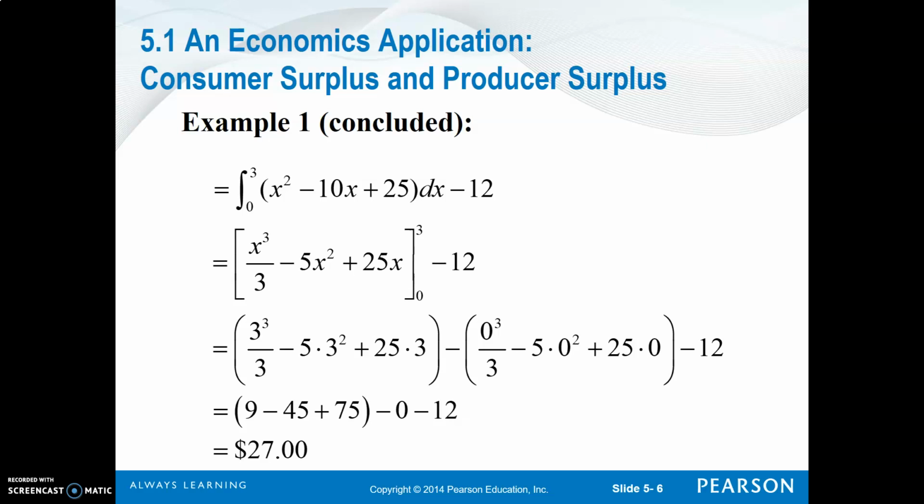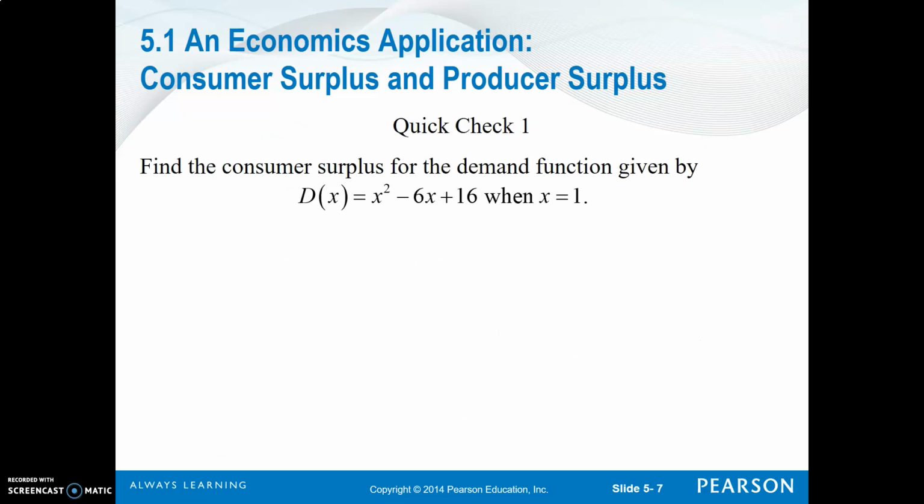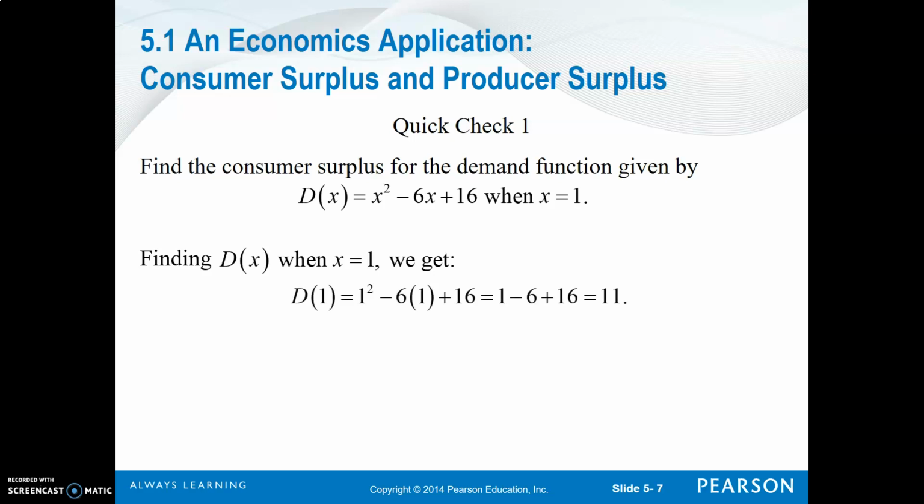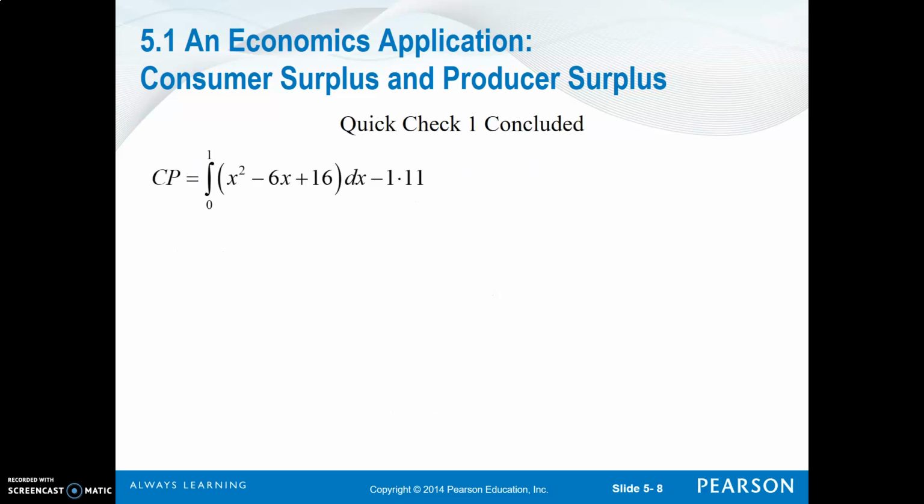Let's see another quick example here. So this time my demand function is x² − 6x + 16. I'm only going to buy one item this time. So x equals 1. So this time, again, the first thing you want to do is find the actual amount that we had to spend. So plug the value for x into your demand function. I'm going to get out 11. So I bought one item at a price of 11. And now I'm going to integrate my demand function from 0 to 1 and then subtract the $11 that I spent. So that's what we see set up here.